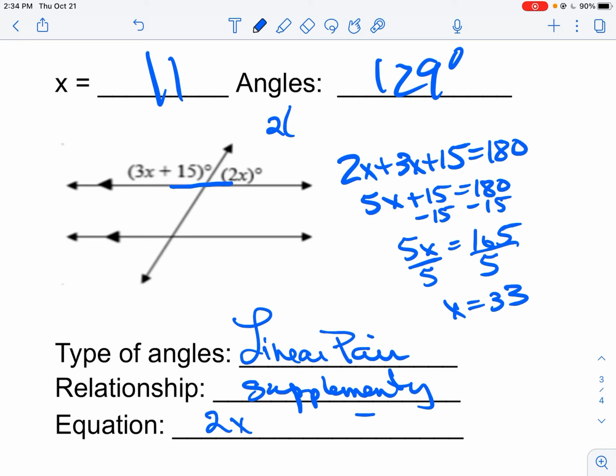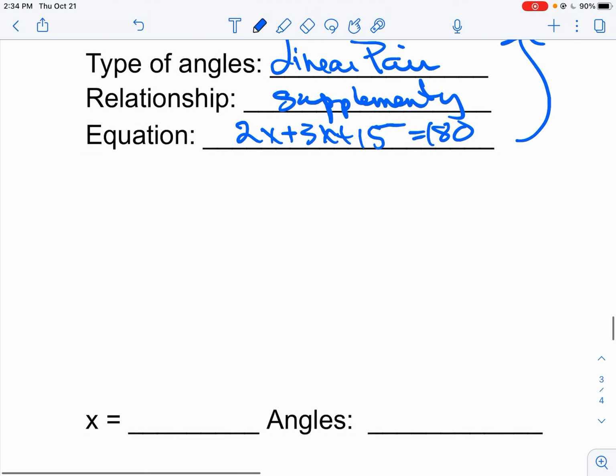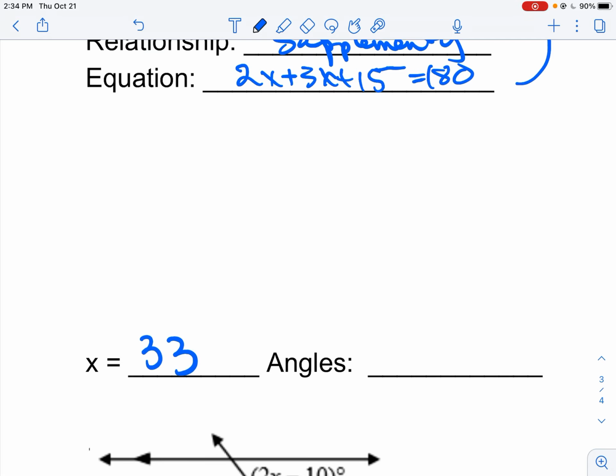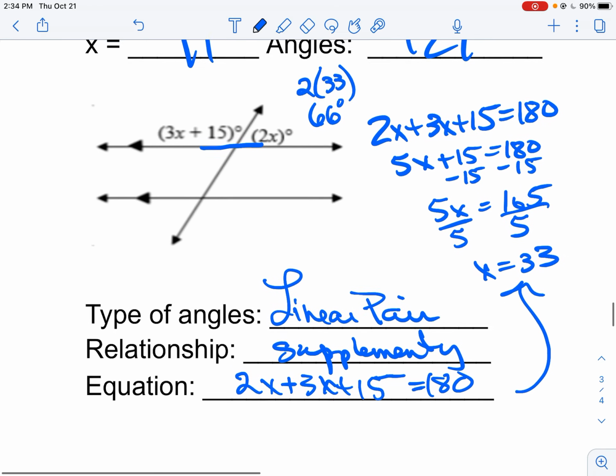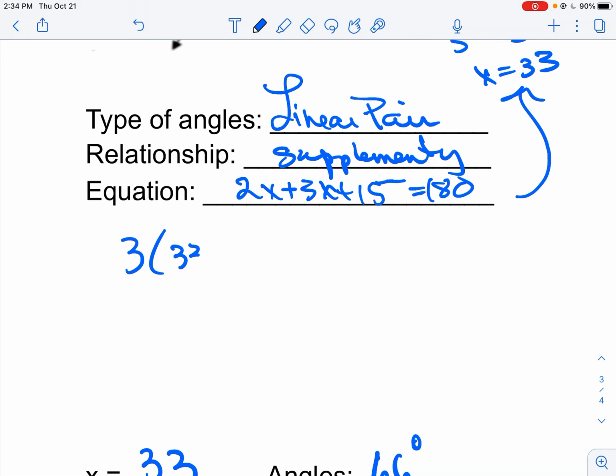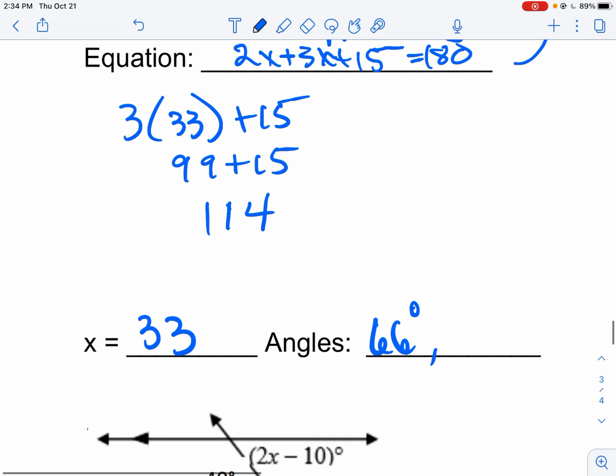There we go. So we still have 2x plus 3x plus 15 equals 180. And it's solved up there. I'm not going to resolve that. But I plug in 33 here, and that would get me 66 degrees. So I have 33, I have 66 degrees, and then if I plug the other one in, it's 3x plus 15. So that's 99 plus 15. So that's a 114. Is that right? Yeah.